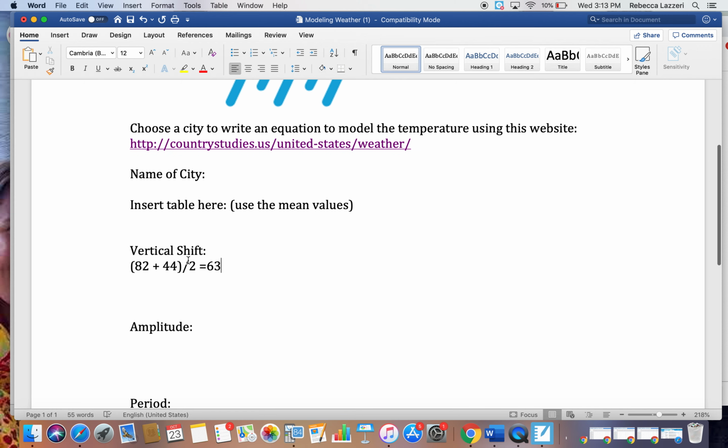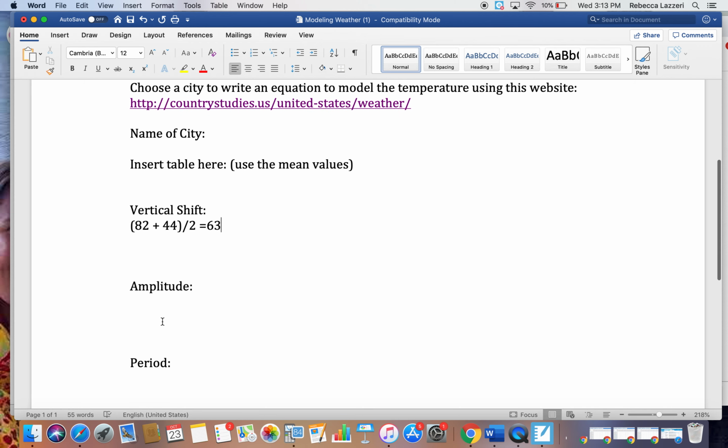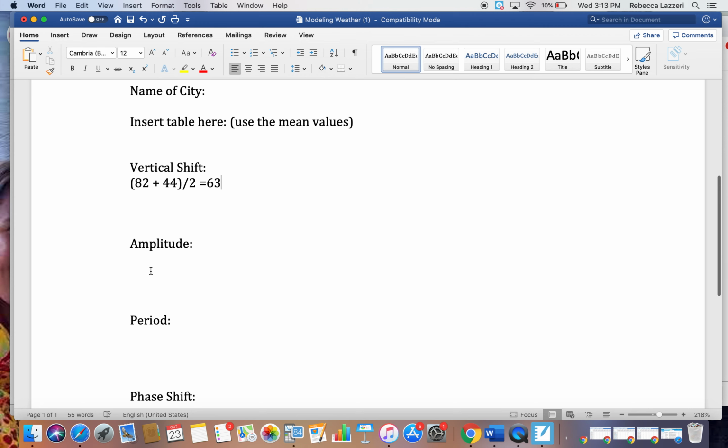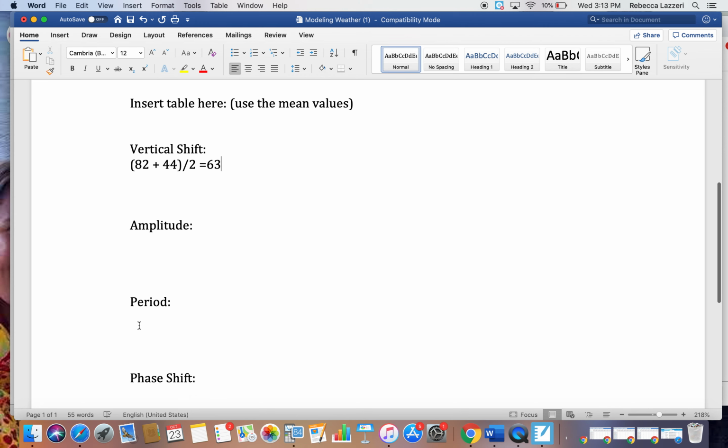My vertical shift is the average temperature. The amplitude is going to obviously be how far it is from your midline to either the high or the low. The period, you've got to think of this like if you had y equals a plus b sine cx plus d.